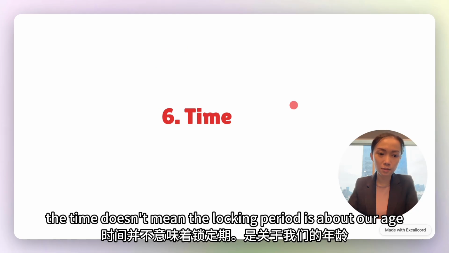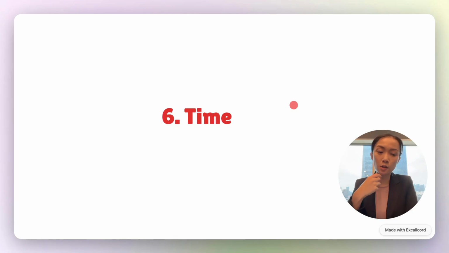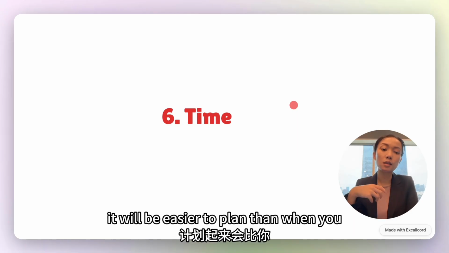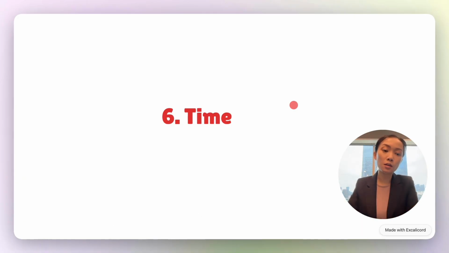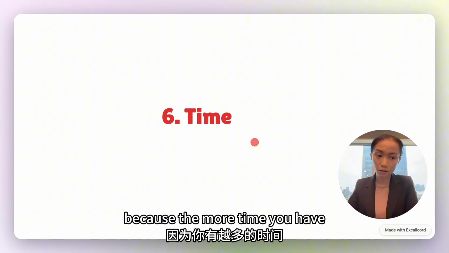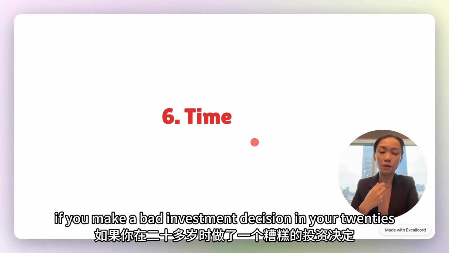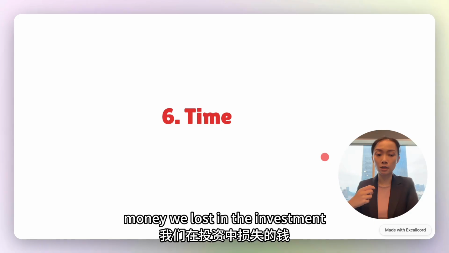And the last risk is time. Now, time doesn't mean the lock-in period; it is about our age. When you want to invest, if you plan early, such as starting in your 20s when you just start working, it will be easier to plan than when you are 60 and approaching retirement age, because the more time you have, the more you can afford to make some mistakes. If you make a bad investment decision in your 20s, we still have time to earn back the money we lost in the investment.